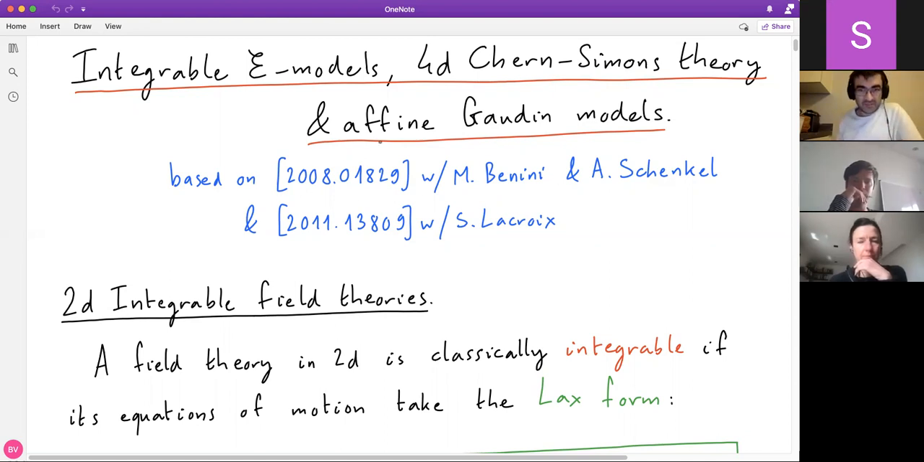The talk will be based on these two works. The first is a collaboration with Marco Benini and Alex Schenkel, and the last one is with Sylvain Lacroix. I was told to start with a very gentle introduction, so I want to start by defining what I mean for this talk by two-dimensional integrable field theories. Please do stop me if you have any questions at any point.